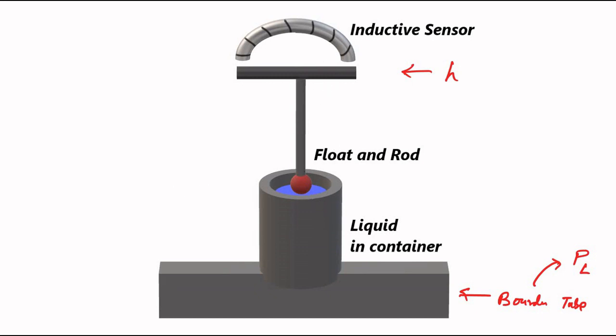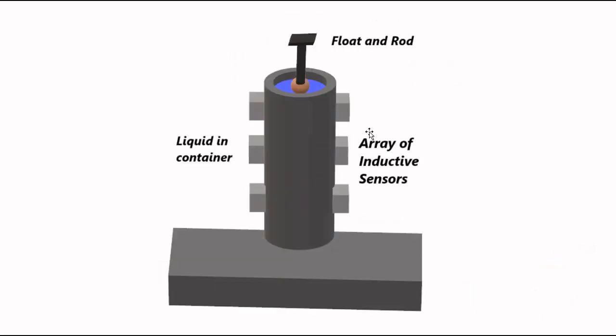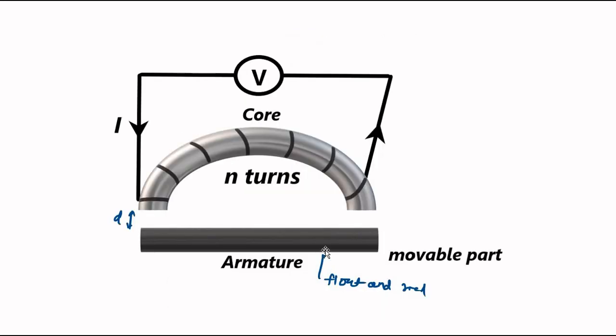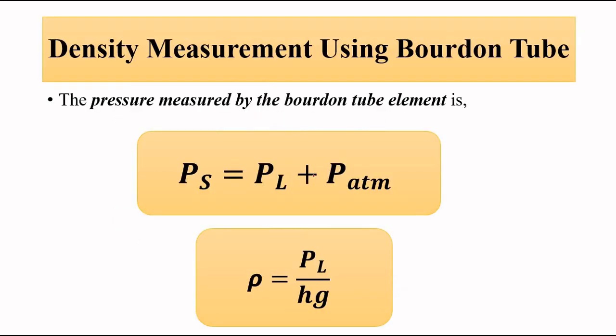A series of inductive sensors can be placed along the walls of the container. So whenever this float or rod moves up and down, it strikes the movable armature. As a result, it gets displaced from its initial position, and the air gap distance changes, and that gives us the value of the level of the liquid at a certain position. So as a result of these two sensors, we get the data related to the liquid column pressure and the height of the liquid.